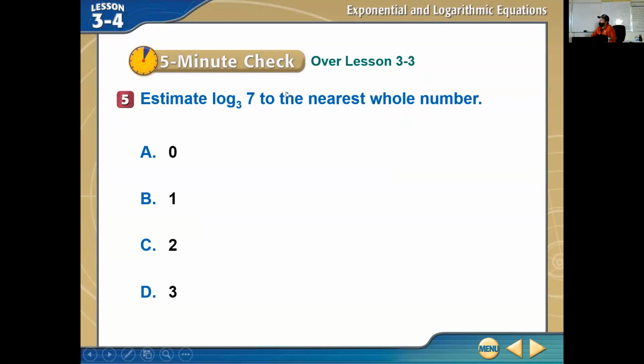Or like I said, you could plug this into a calculator and take the log of 7 divided by the log of 3, and you'd get about 1.77. Rounded up would give you C as well. So since they estimated, it's just easier to think about it and think logically.